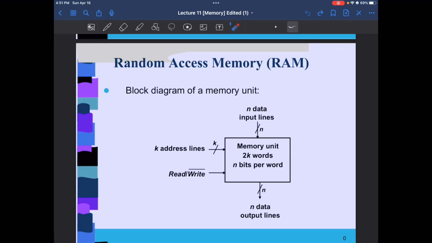Random access memory. The data consists of n lines. Data input lines provide the information to be stored into the memory, while data output lines carry the information out of the memory. Here is the n data input lines, and here is the n data output lines. The address consists of k lines, which specify which word to be selected for reading and writing. The control lines, read and write, specify the direction of transfer of the data.